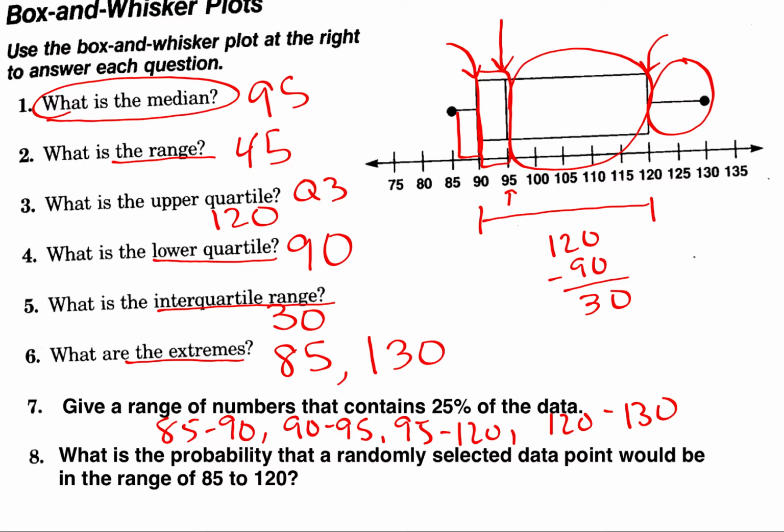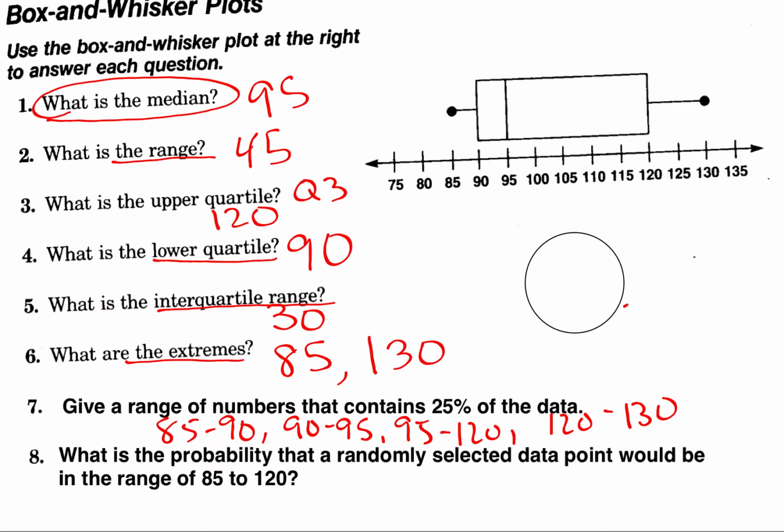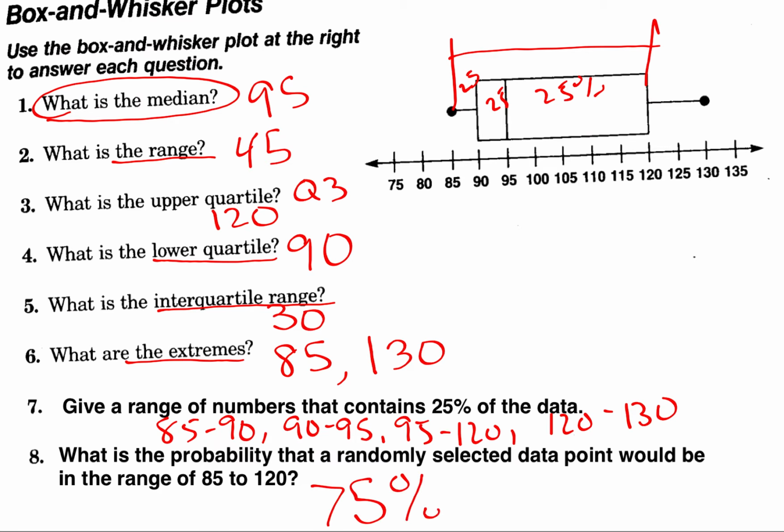What's the probability that a randomly selected data point would be in the range 85 to 120? Okay, this is basically doing experimental probability. Between 85 and 120 is this group here. That includes 3 sections that are 25% each. So that's a total of 75% of the data. So we would expect there to be a 75% probability that if you randomly selected one, it would be in that range.